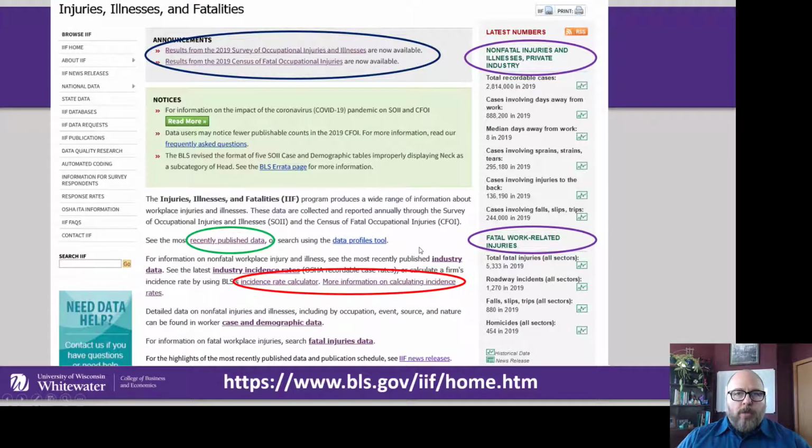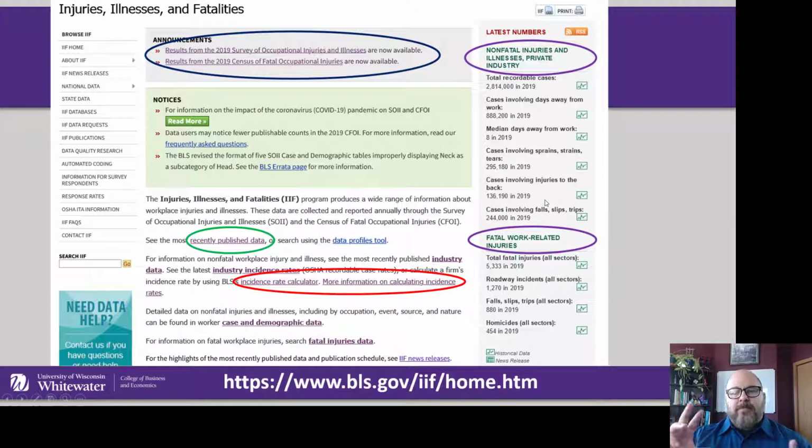So when we open it, this will be the home page for the injury, illness, and fatality data, the IIF. Here's a direct link to the 2019 SOII report and the CFOI report, so non-fatal and fatal injuries. Down here, I think this is a really good link. It says recently published data. You get to a lot more things going through this link right here, or the green one, I should say. Yeah, you probably can't see my cursor.